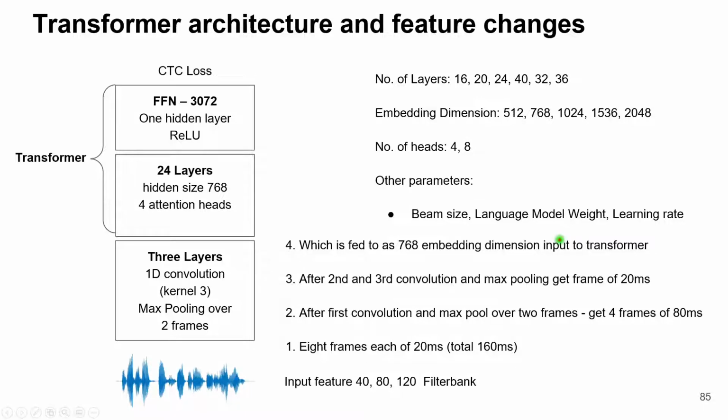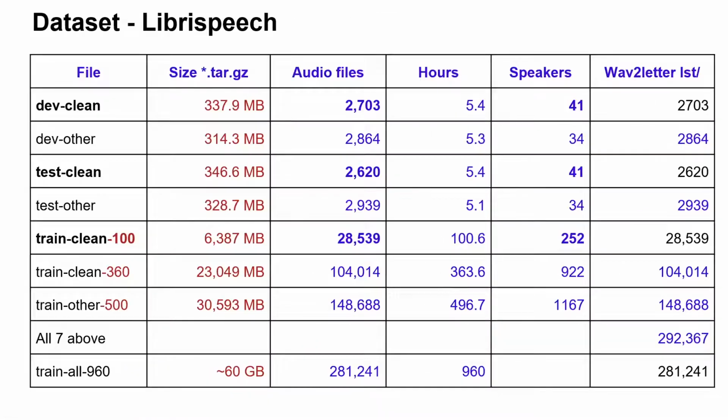So finally, what actually helped me in doing all these experiments was this architecture. The feed-forward dimension was 3072, with 24 layers, 4 heads and 768 hidden size. The below was more or less the same for all the models. And I increased the input features from 80 to 120 for all the experiments. This I already covered, the LibriSpeech dataset.